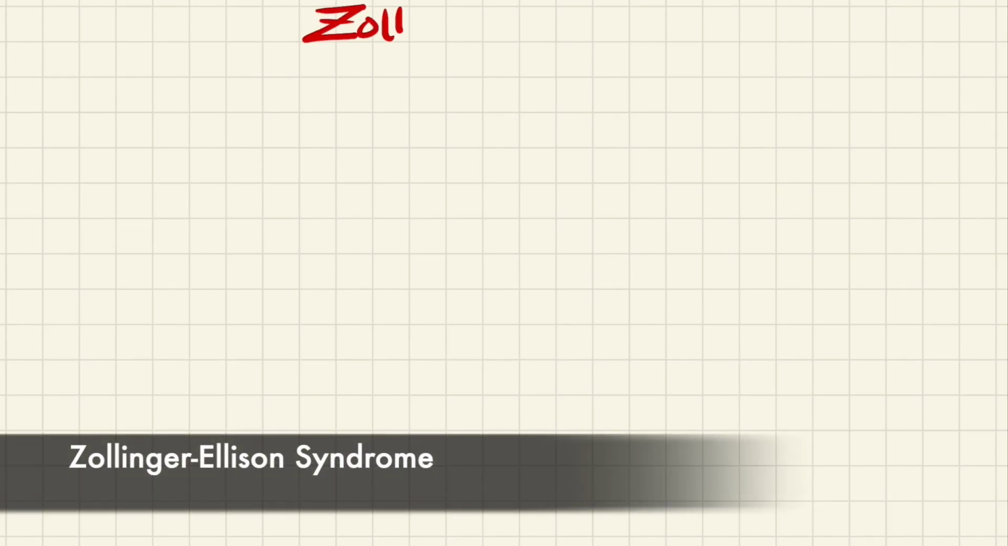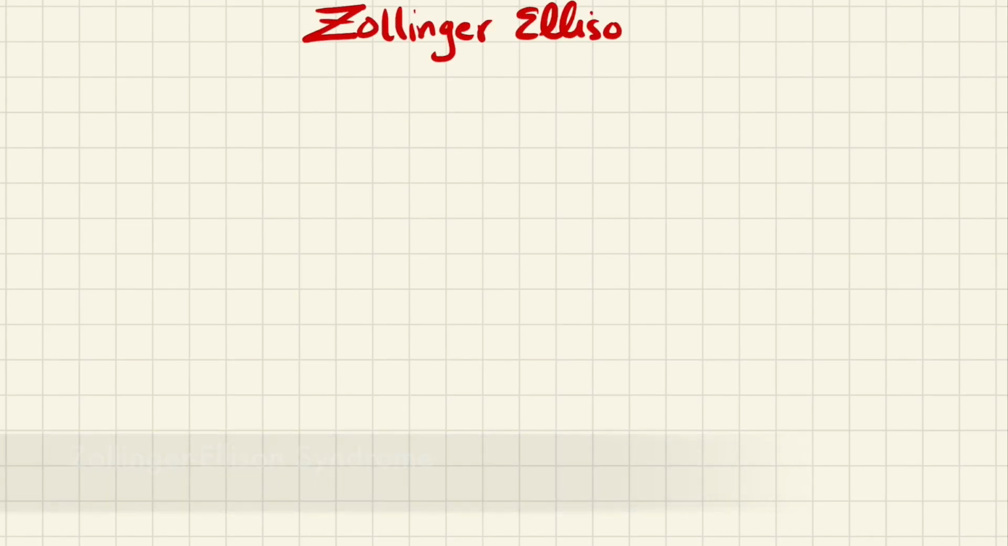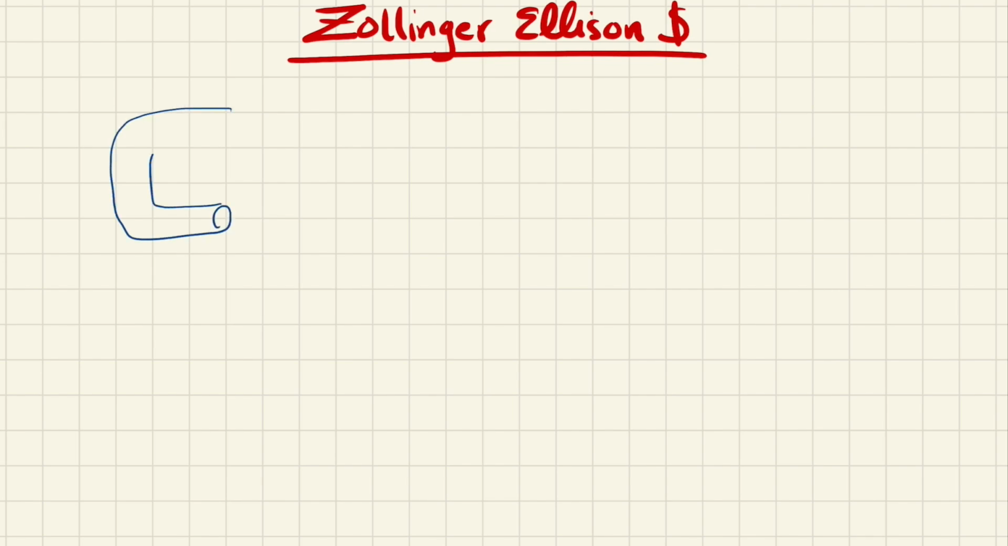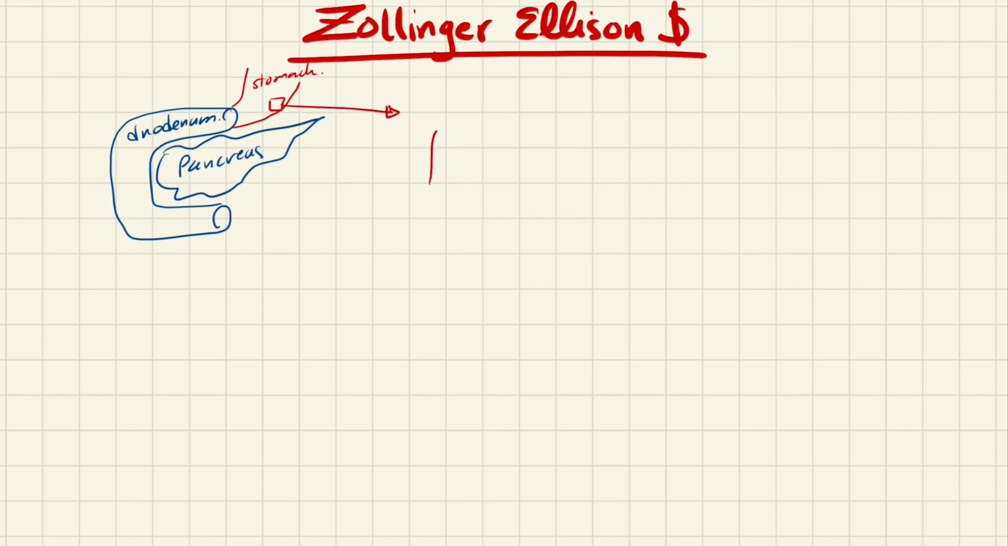Welcome back. In this video we are going to cover Zollinger-Ellison Syndrome, also known as gastrinoma. So, in gastrinoma, we have a tumor in the pancreas or in the duodenum that is secreting gastrin. This hormone will affect the parietal cell to secrete acid.